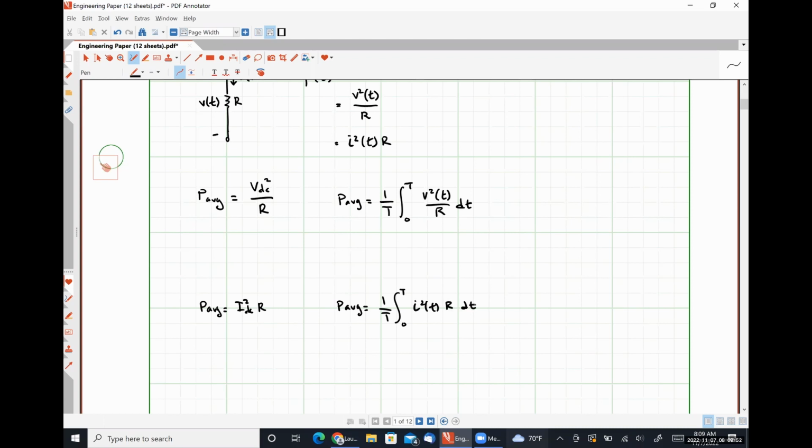So what we're going to do now is we are just going to set these equations equal to each other and solve for the DC value. And that will give us the effective value of our system, of our waveform. Yes? Subscript on that I squared. That's what R would be. DC.